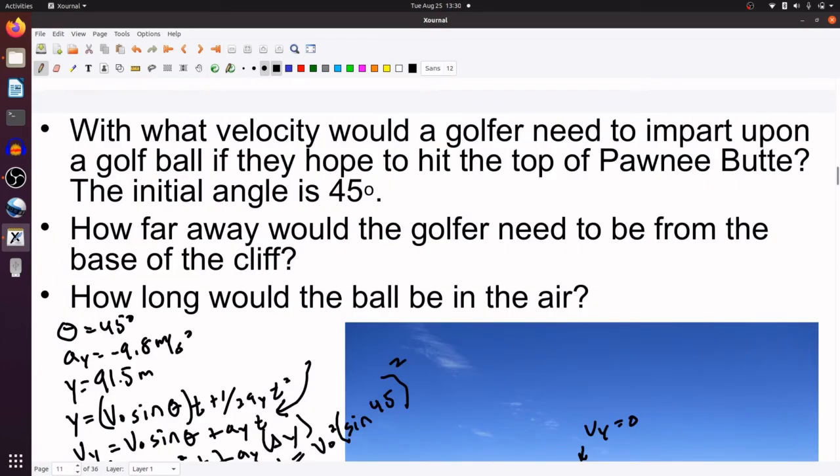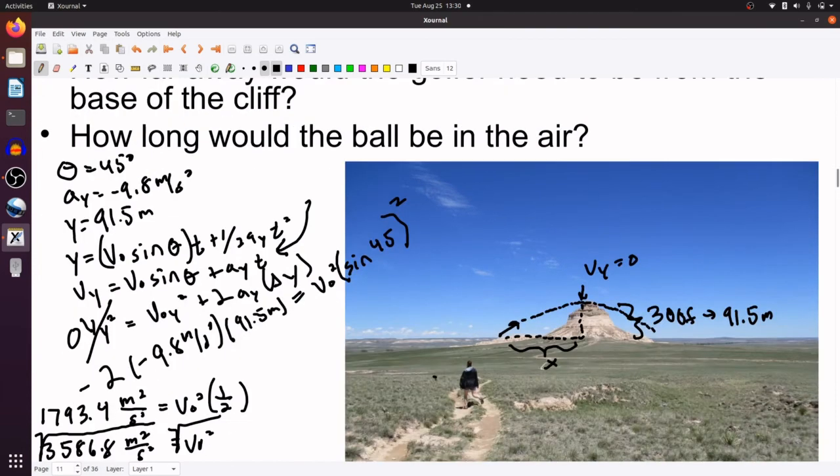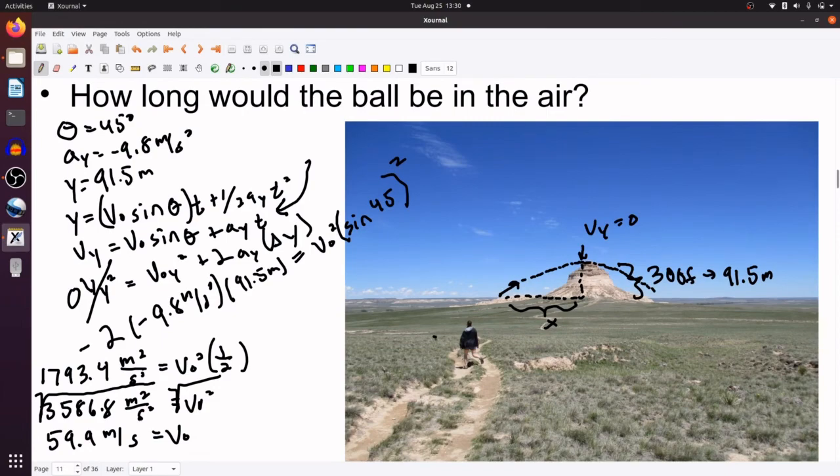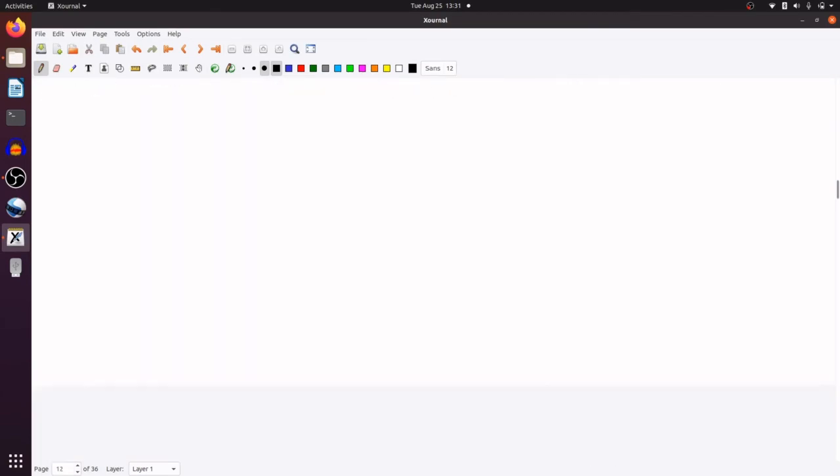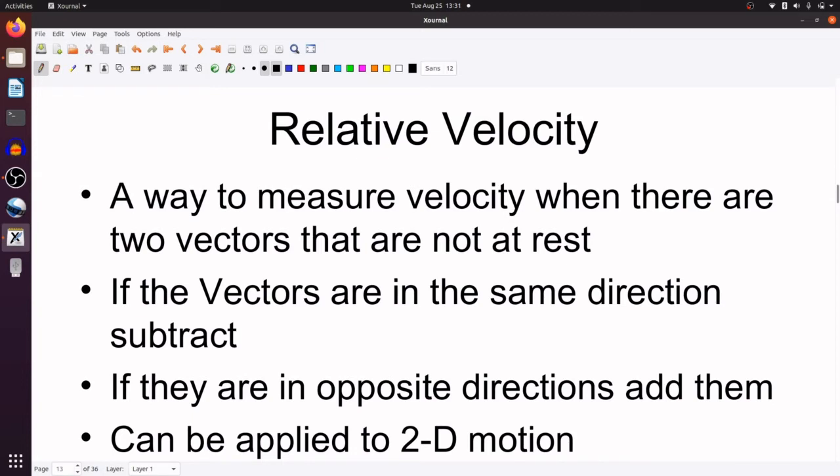And I kind of already answered the third one. I should probably put that as number 2 next time. Oh well. Anyways, how long will it be in the air? Well, it's only going to be in there 4.3 seconds because we're going to suppose it's going to land at the top of Bonnie Butte. And note that this is just to get it there. If we actually really want it to land, it needs to be a little bit faster than 59.9. It probably needs to be like 60 if we hope to actually land on the butte. So, anywho, moving on. Relative velocity.